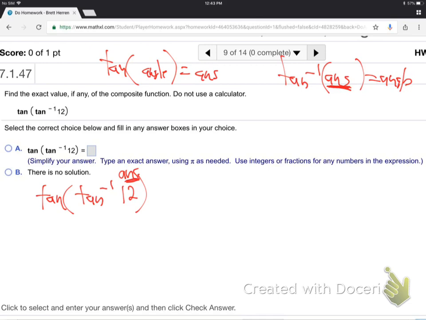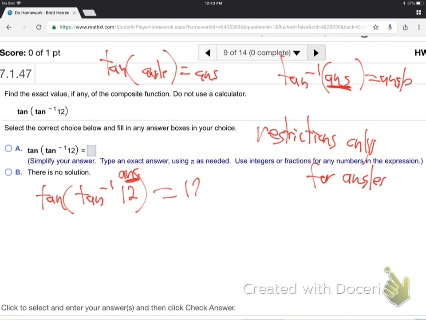So what? Well, that means who cares about those restrictions, negative pi over 2, pi over 2, all that? Those are for angles. The restrictions are only for angles. This is not an angle. The answer is 12. Boom, boom. I don't need to worry about whether it's restricted. It's an answer. 12, yeah. Boom, boom. They cancel. 12. Am I losing you completely? Am I making any sense?